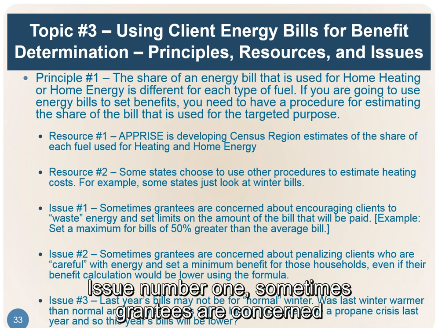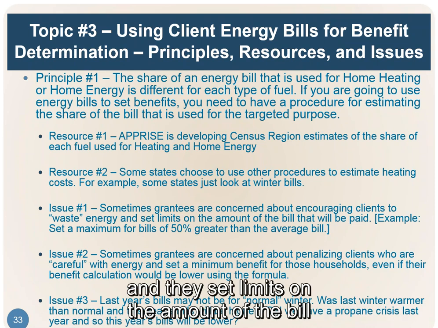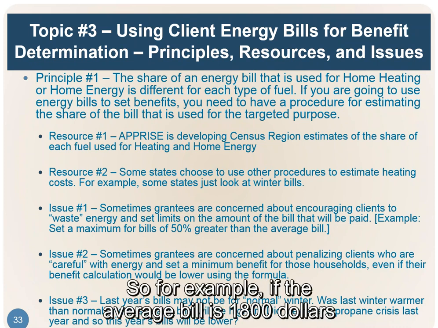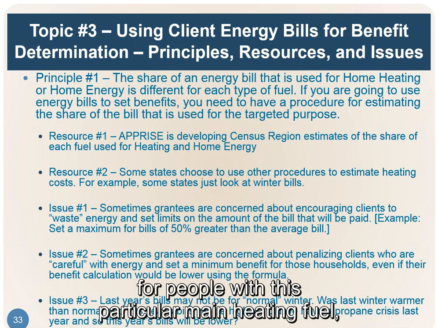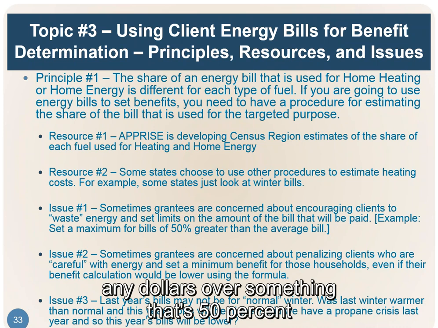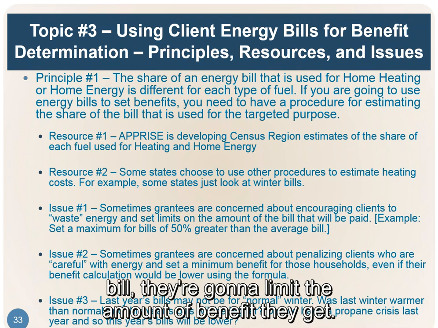Issue number one, sometimes grantees are concerned about encouraging clients to waste energy, and they set limits on the amount of a bill that will be paid. So, for example, if the average bill is $1,800 for people with this particular main heating fuel, they might say we're not going to count any dollars over something that's 50% greater than that. So if somebody's at a $4,000 energy bill, they're going to limit the amount of benefit they get.